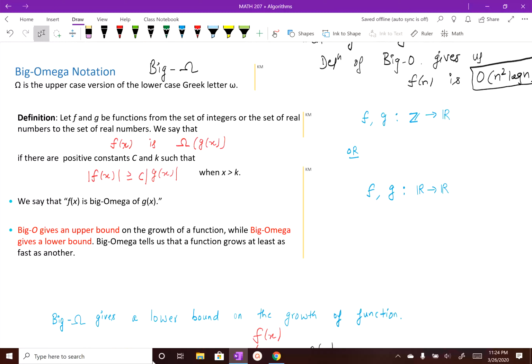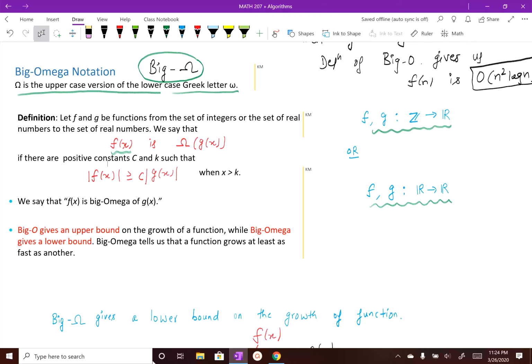After this big O notation, which gives us the upper bound on a given function, we're going to discuss the big omega notation, which we generally denote by Ω, where omega is an uppercase version of the lowercase Greek letter omega. So the definition says: let f and g be two functions either from a set of integers to a set of real numbers, or from a set of real numbers to a set of real numbers.